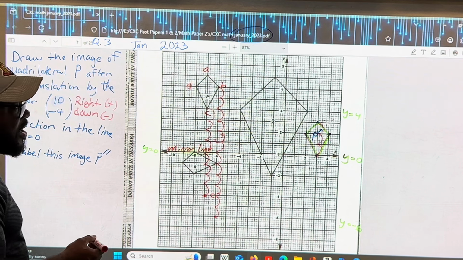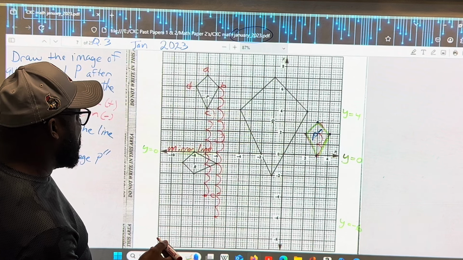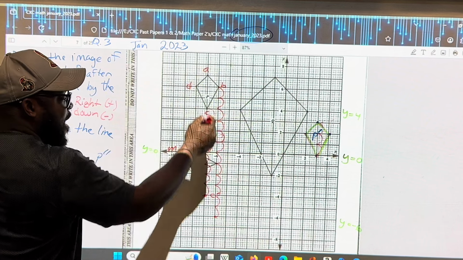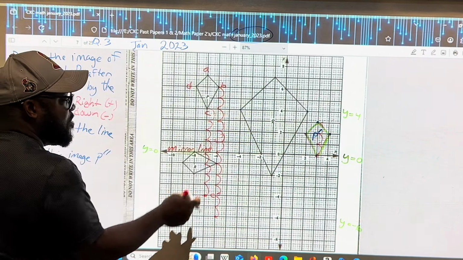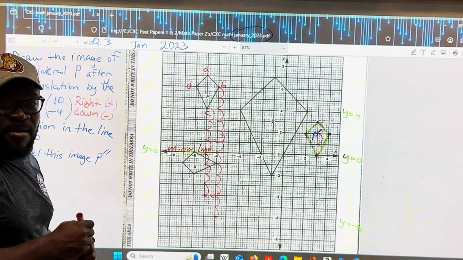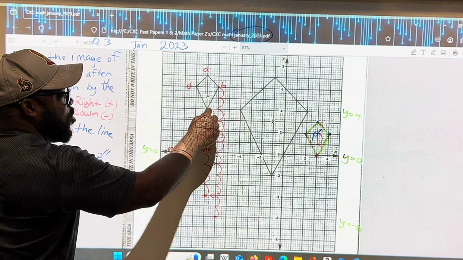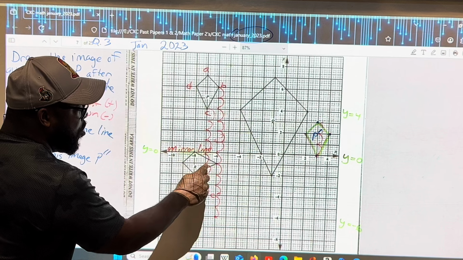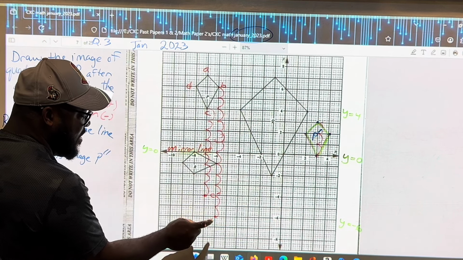From here, you should be able to form your shape. But let's go. How far is A from the mirror line? 7. Very good. I'm not going to put more red lines because you're making the board look cluttered. So you know it's 1, 2, 3, 4, 5, 6, 7. Count 7 as you go down. 1, count with me. 1, 2, 3, 4, 5, 6.